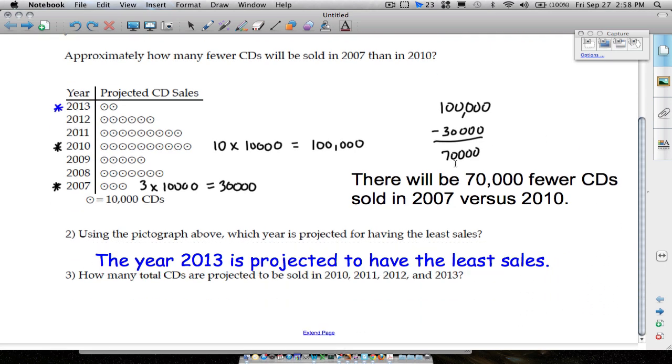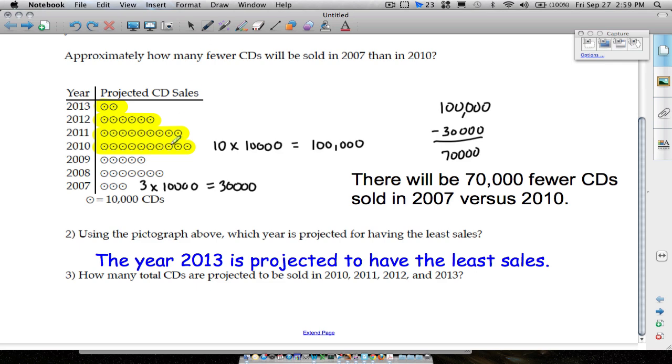Alright, number 3. How many total CDs are projected to be sold in 2010, 2011, 2012, and 2013? How I'm going to tackle this, first of all, make sure you are looking at the correct years. So we want to focus on 2010, 2011, 2012, and 2013. Now what you can do is add up all these CDs right here, and then multiply that by 10,000.